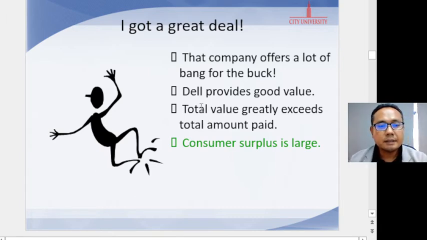We can get a great deal if the company offers a lot of bang for the buck. They provide good value, so the total value greatly exceeds the total amount paid. That's what we call a large consumer surplus. It's a great deal.